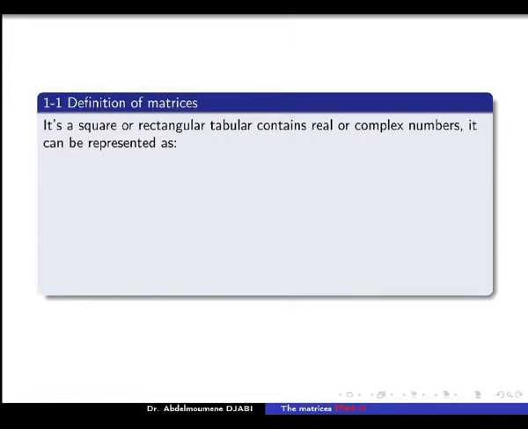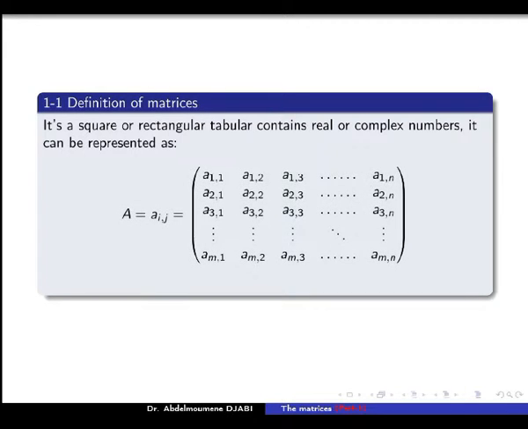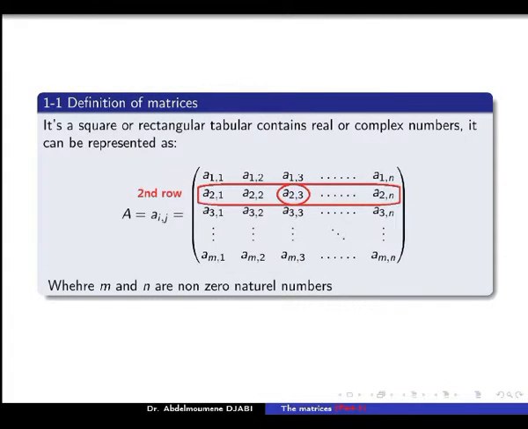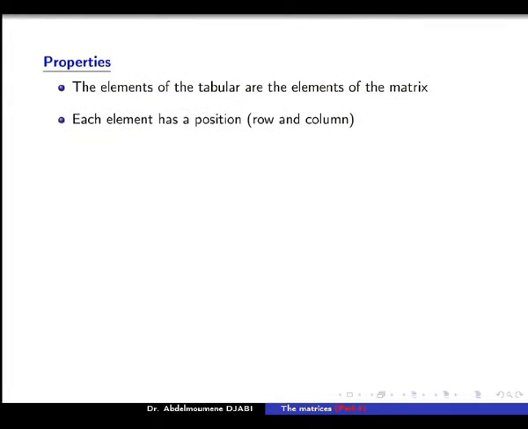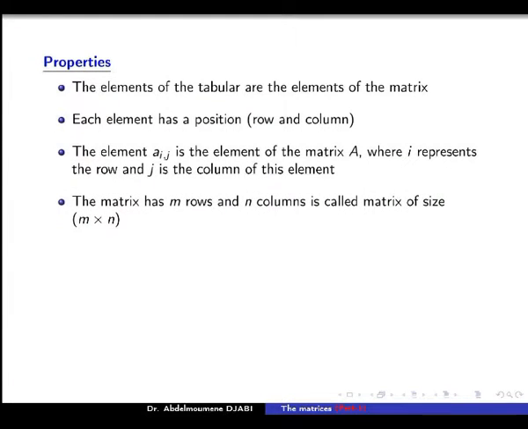First, we define a matrix as follows. A matrix is tabular, contains numbers, and each element has a position. For example, this element is the element of the second row, the third column. Now, we give some properties about matrices.